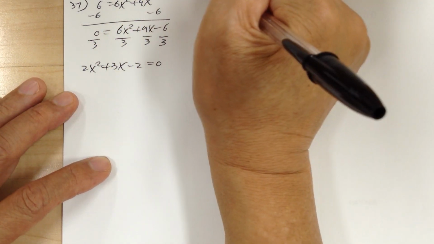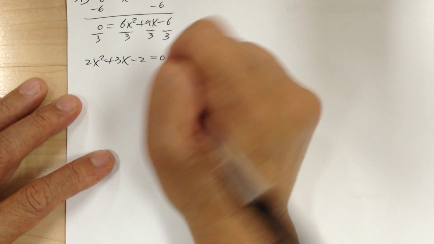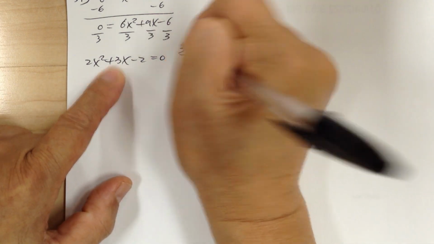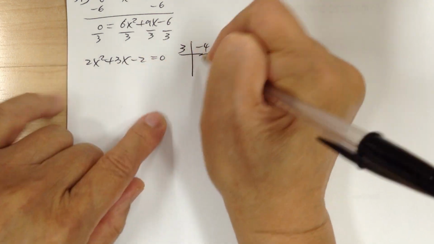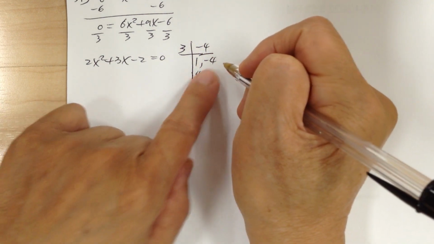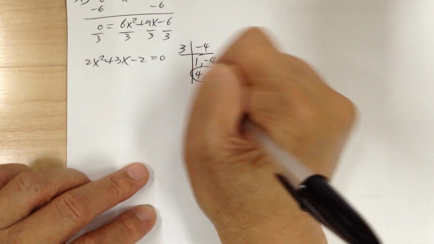Then after that, I'm going to do my factoring. So I need to get 3 and negative 4. So 1 comma negative 4, 4 comma. So from here I can see the number is correct, but the sign is wrong, so I'm just going to flip it over.